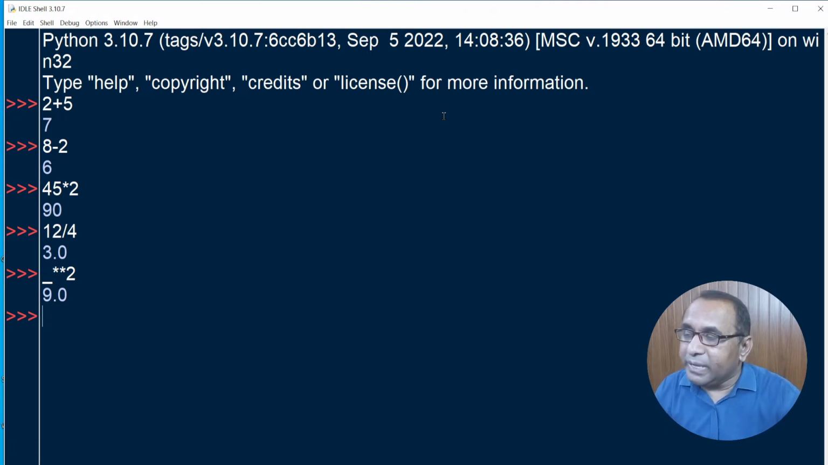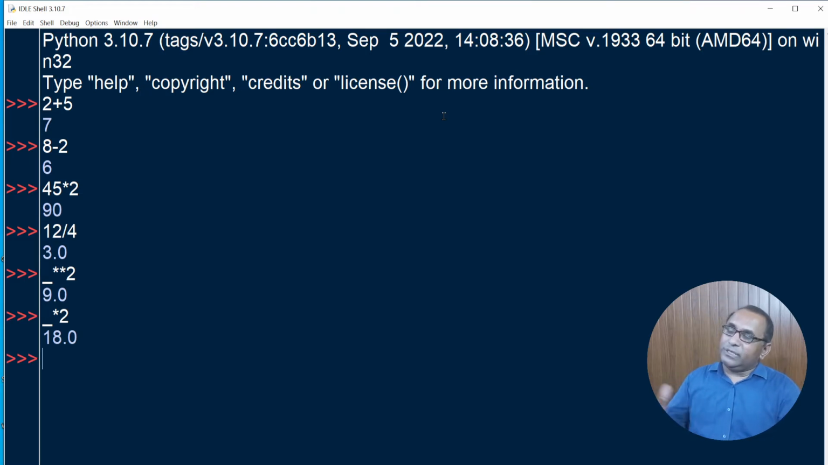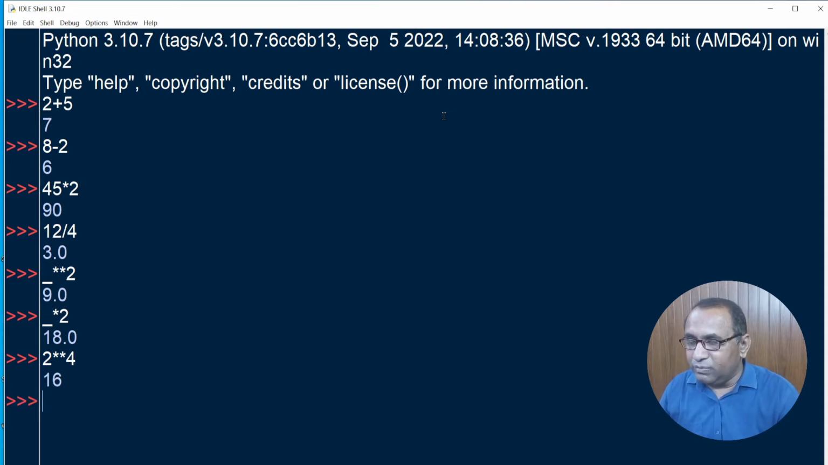If you want to multiply this 9 with any other number, we again use underscore. This will consider the previous value 9, and I want to multiply it by 2. So when you press enter, it is 18. These are all basic operations, and again I want to repeat that the double asterisk is used for exponent in Python. It will return the value 16. 2 raised to power 4 is 16.